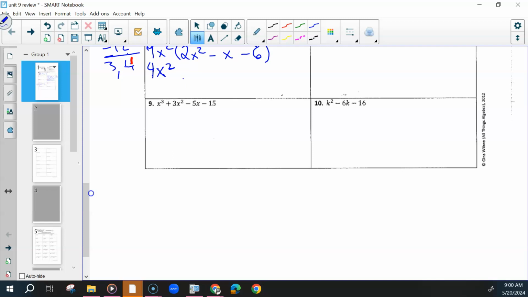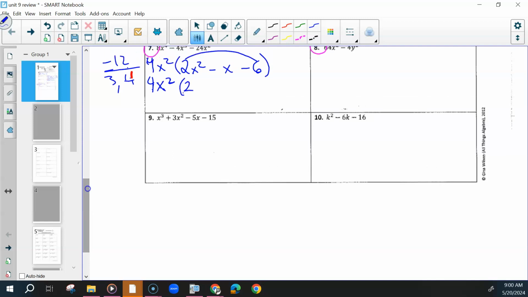You have 2x squared. I'm going to put plus 3x minus 4x minus 6. Split that down the middle. Find what the first two have in common. What would that be? Just x. Leaving 2x plus 3.